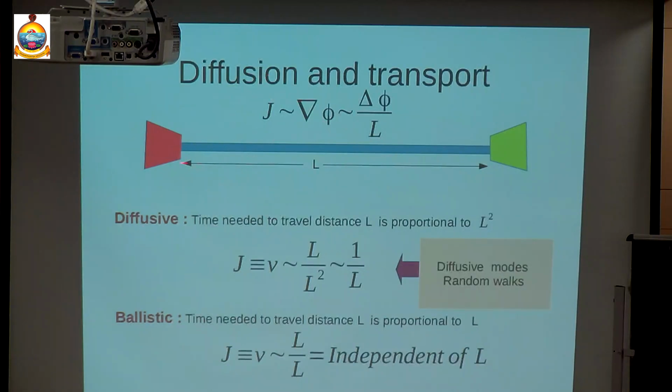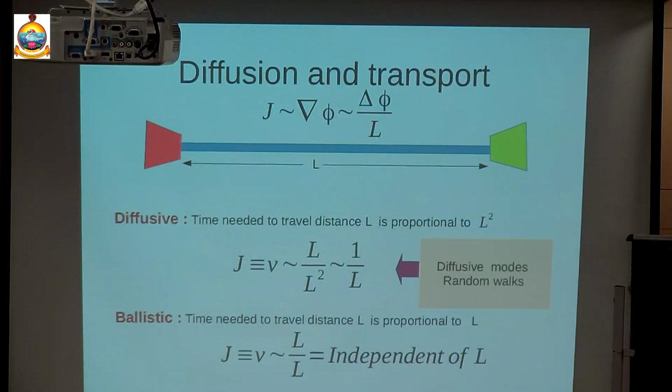Now, if you have a system and you have some potential, you have a current. You can think of particles here which are either diffusive or maybe doing ballistic motion. If they are diffusive, the time needed to travel a distance L is proportional to L square. I already talked about it here. Now current is like a velocity, which is space divided by time. To travel a distance L, if you need L square time, your current will be proportional to 1 by L. Which also comes out from here: current in one dimension is a gradient, and gradient is d by dx, which is like 1 by L, delta phi divided by L.